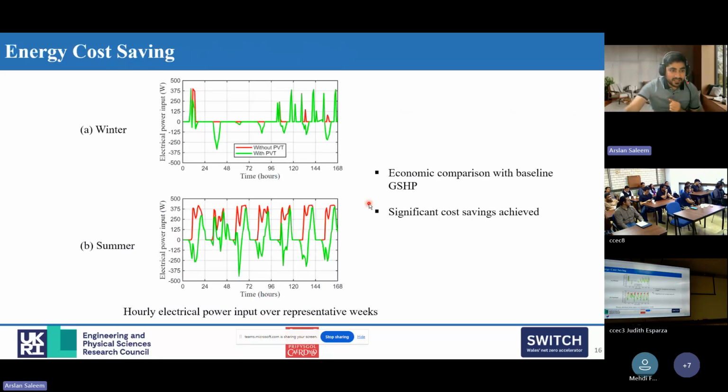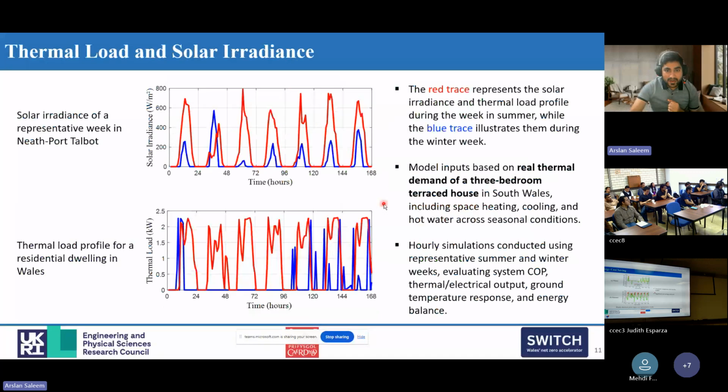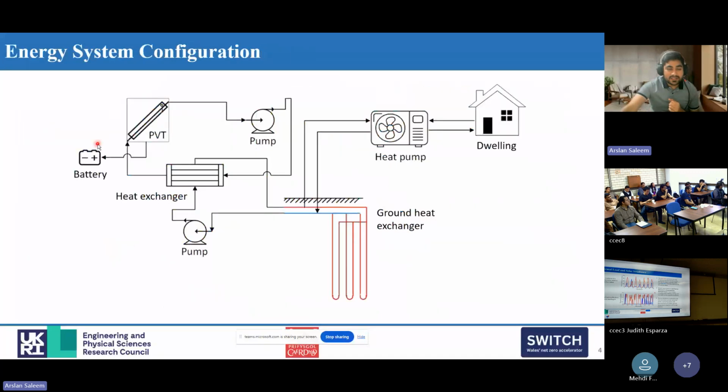So, as I mentioned, this has a modular design, and the design of the system is such that, if I can go back to the schematic, each household will have a separate PVT and a separate heat pump. However, the ground heat exchanger will be shared. It would be a shared loop ground heat exchanger, which can meet the thermal demand of a small residential community, which can be any number of houses. So each house will have a separate PVT and a separate heat pump.